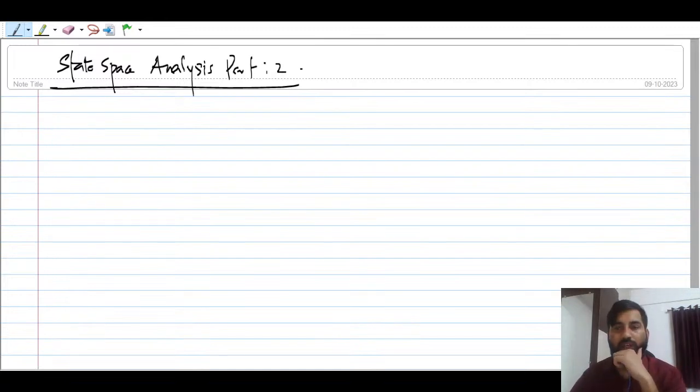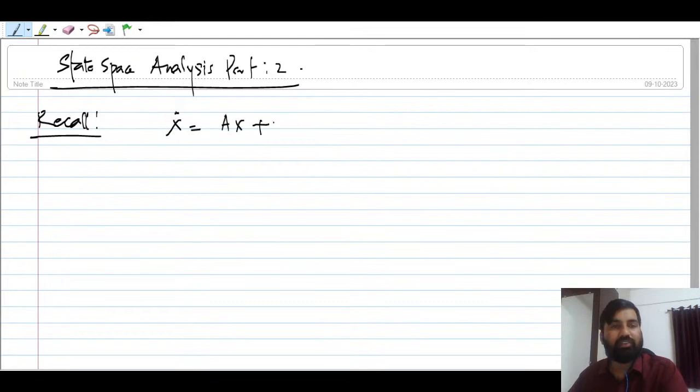Now, let us start the session. Last time we discussed how to find the state model, so let me recap from the last class. Recall the state equations are x dot, the differentiation of the state vector, equal to Ax plus Bu. Most of the students do not know this, so you should know this equation. And the output equation y is going to be Cx plus Du.